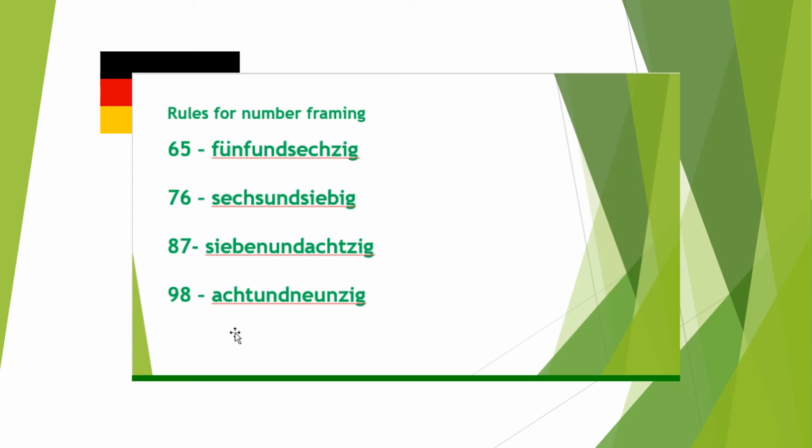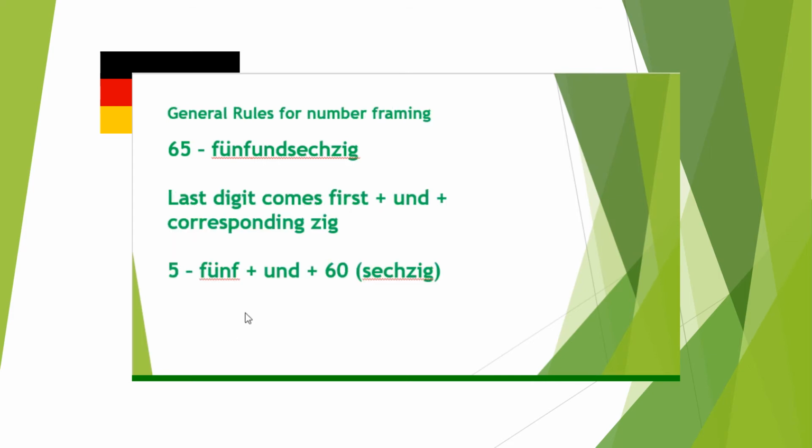If we notice the general rule, for 65, it is fünf und sechzig. The last digit comes first, which is 5, fünf. Then we add und, and finally the 60, sechzig. This way we can easily frame any number. All we need to know are the basic numbers and the numbers in the tens place.